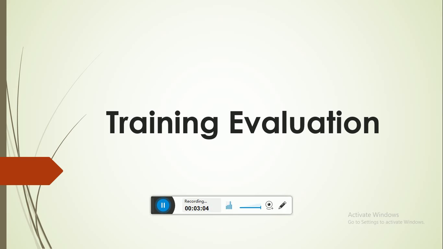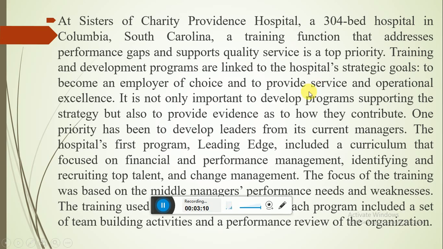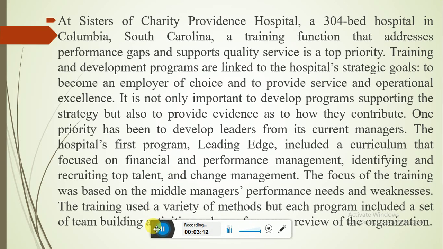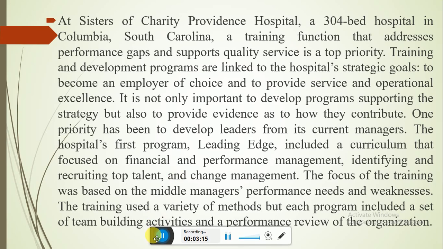So in the first slide we will discuss an example, so it can be easy for us to learn the coming slides. It's better to read this example, so it's easier for you to understand what training evaluation is. This is a company in Colombia, a hospital. What they have done, we'll read in this slide.